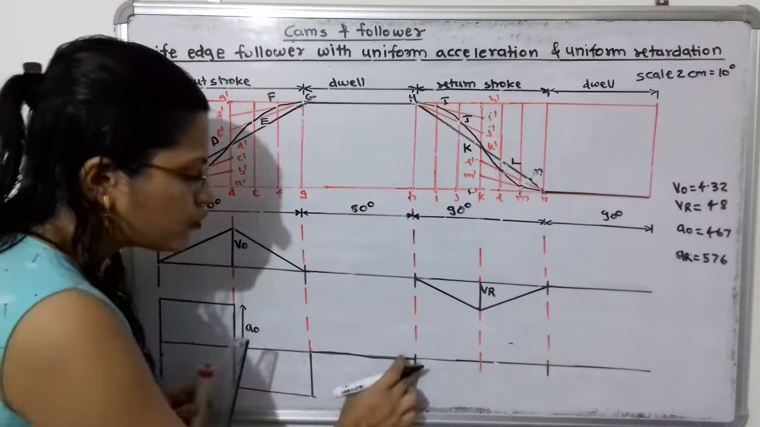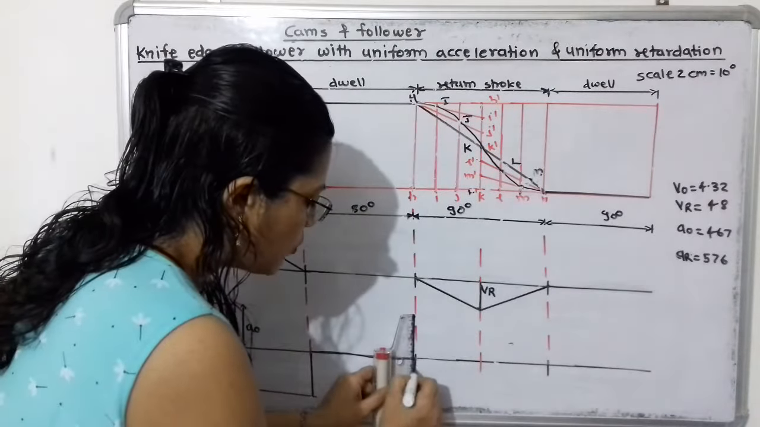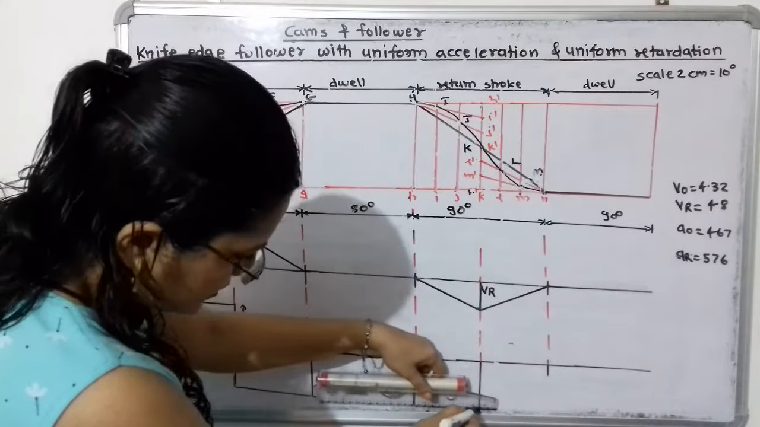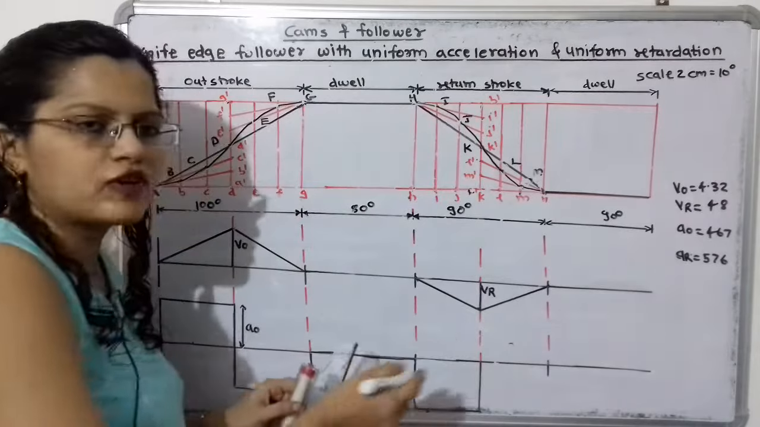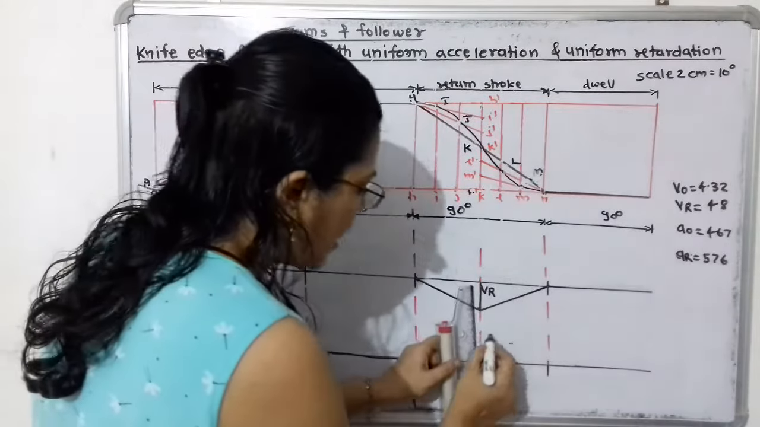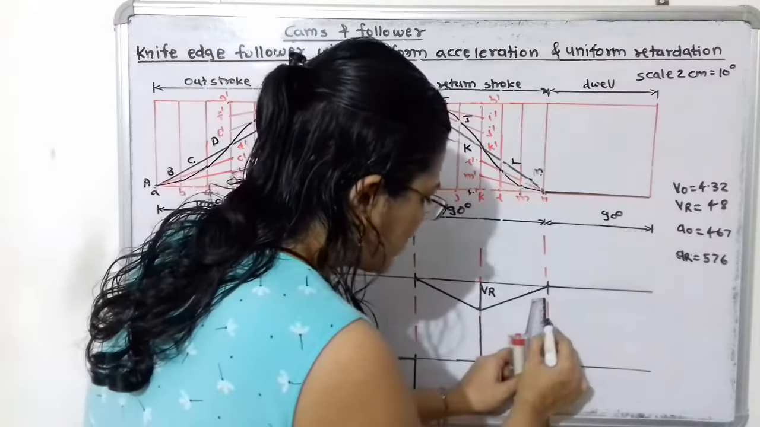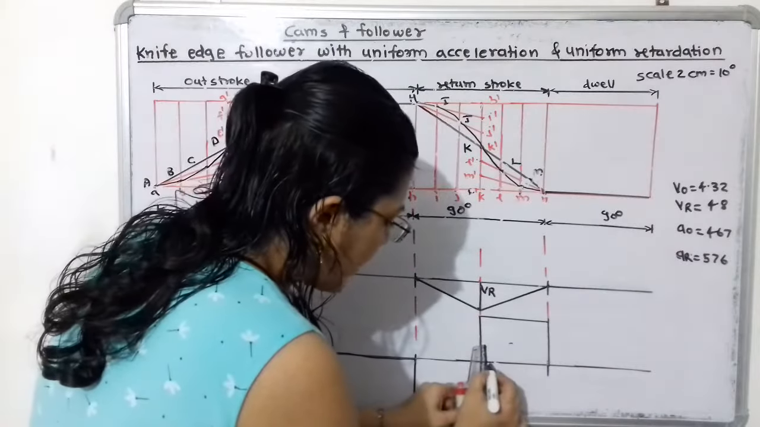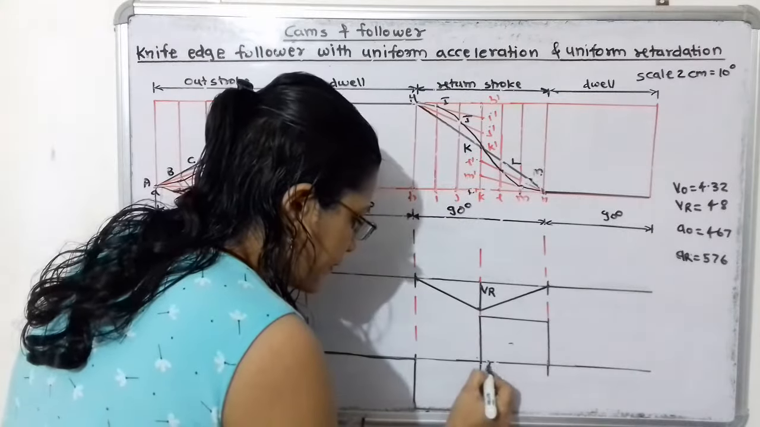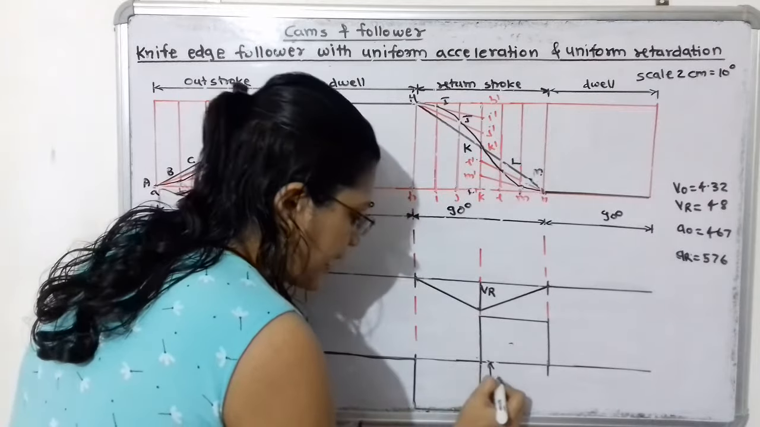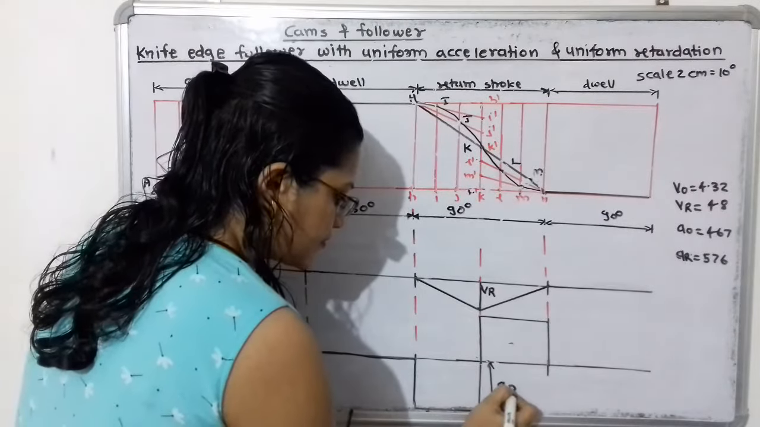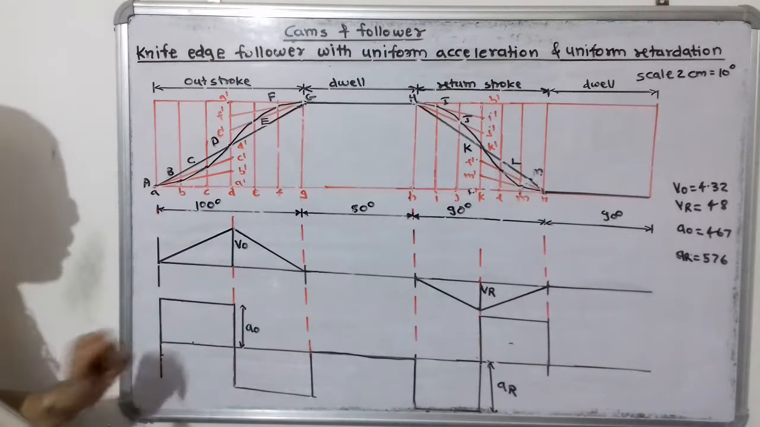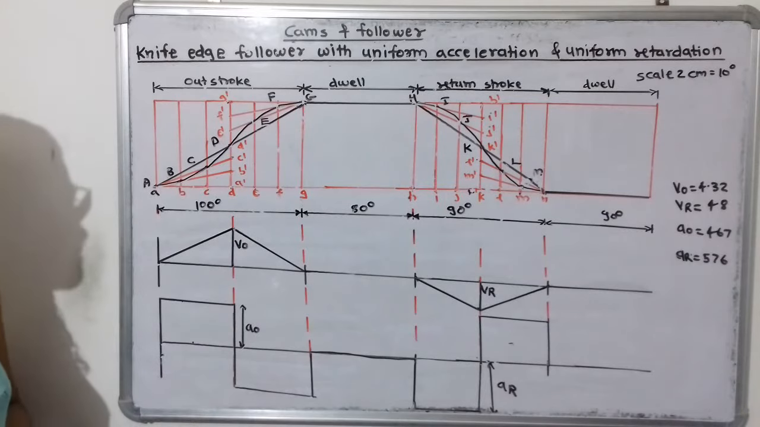For the return stroke, during the first half we have to draw this below the line. This is the return stroke, that is 567. So we can say this vertical line will be equal to AR, and then during the second half we have to show again an increase in the acceleration. So we can show this vertical line from this mean line, that scale is equal to AR. That is the maximum acceleration during return stroke, and this is the maximum acceleration during outstroke. So this is the velocity and acceleration diagram.